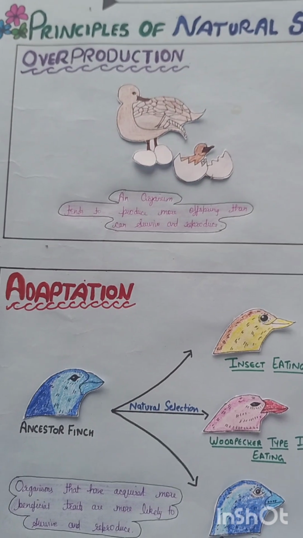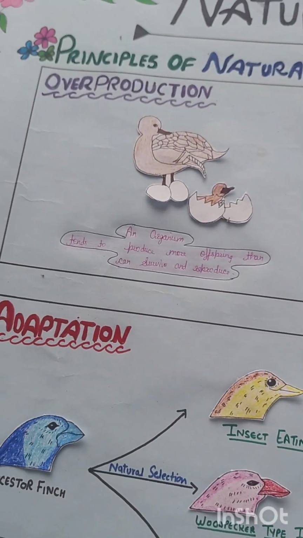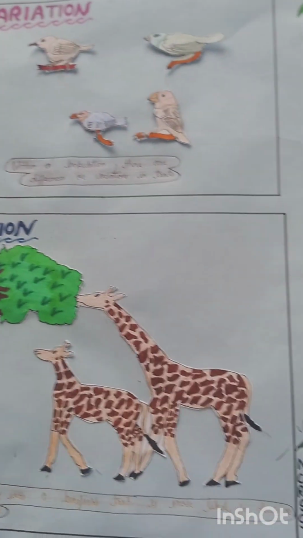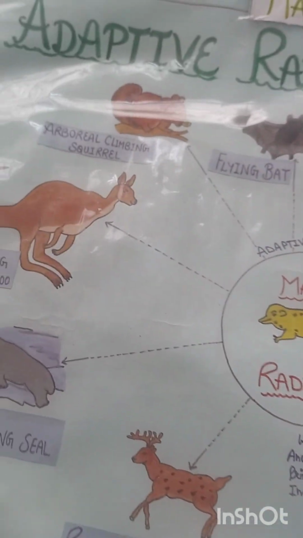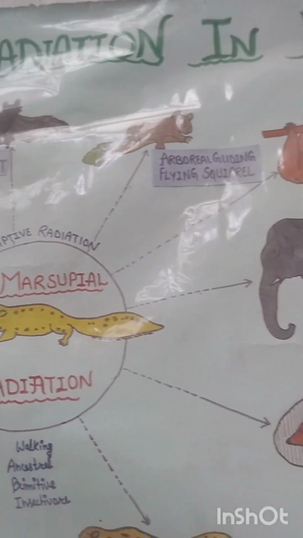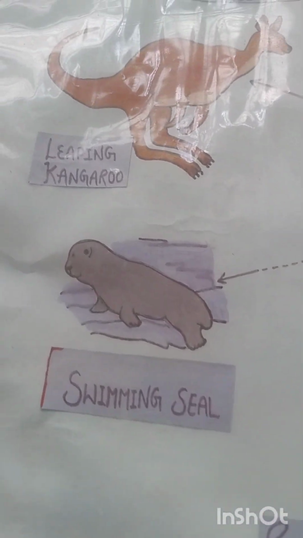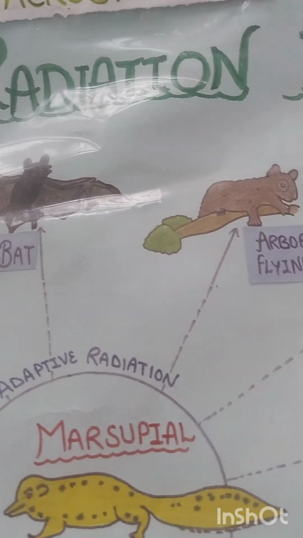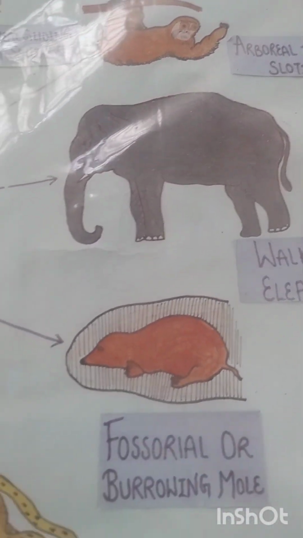Charts. One is showing the natural selection process, beautifully designed. You can see the principles of natural selection here. And the second one is showing the macroevolution or the adaptive radiation in mammals. These are again beautifully designed, prepared by the students, and each organism is beautifully painted by the students.